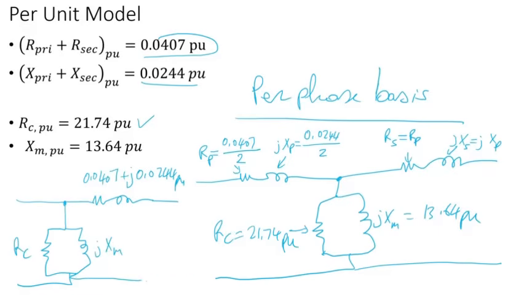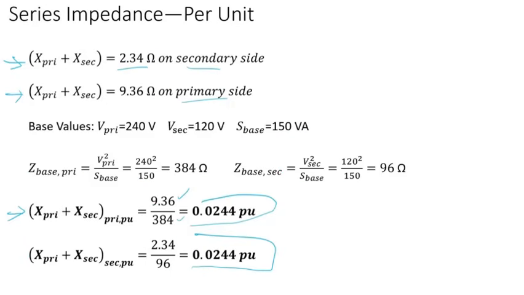So instead of dividing by 2, I can do that too, or I can put it on the other side. You can move this shunt branch to this side, which is an approximation. But that's basically how you go from test data to creating the positive sequence circuit model of a transformer.